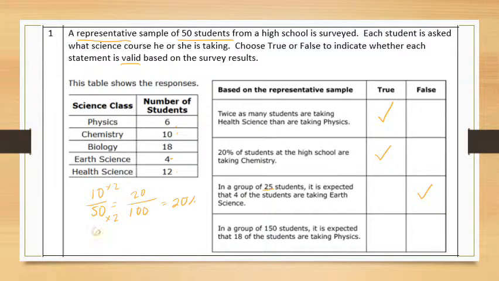In a group of 150 students, it's expected that 18 of the students are taking physics. So again, I'm going to try to set up a proportion. 6 out of 50 is the current number that are taking physics. And if I scale this up to 150, that's going to be times 3, and I would get 18. So yes, I would expect 18 to be taking physics. This is true.